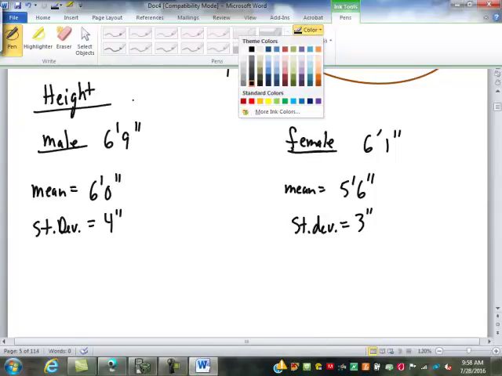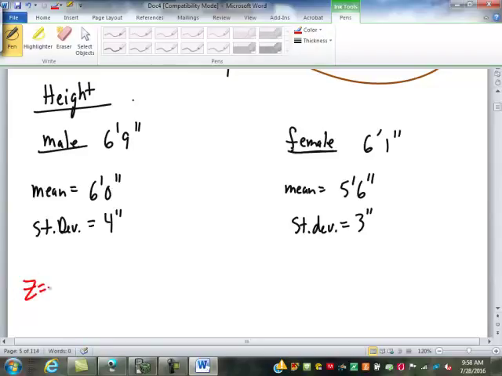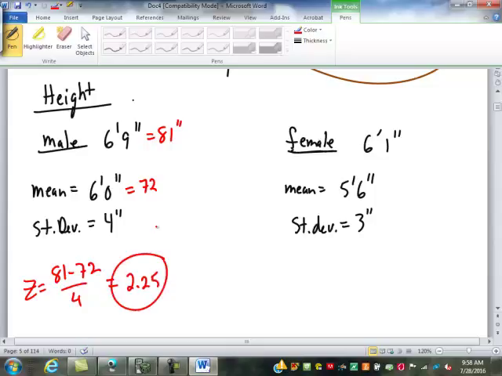So for our male player, do the z-score. I'm going to convert 6'9" to 81 inches. 6 foot is 72 inches. So now my z-score will be 81 minus 72 divided by 4. What'd you come up with? 2.25. Very good. So that male player is 2.25 standard deviations above or below? Above, because it is positive.